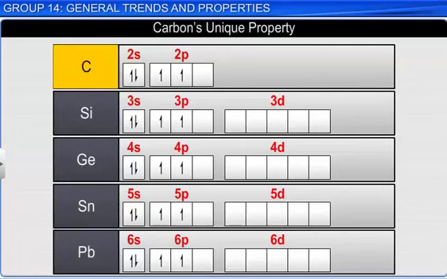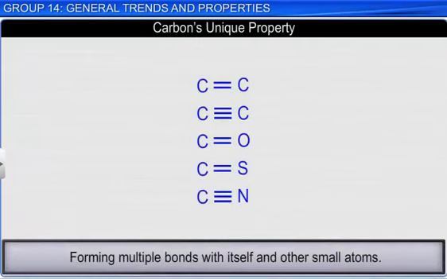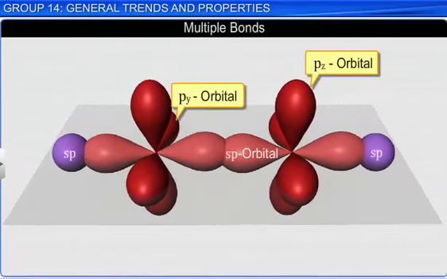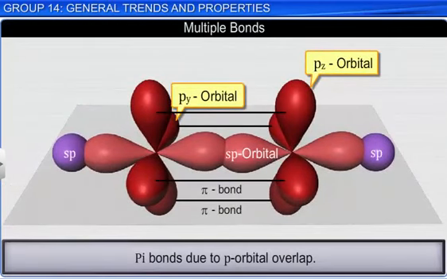One unique property of carbon is its ability to form multiple bonds. Carbon can form double and triple bonds with itself and with other small atoms such as oxygen, sulfur, and nitrogen. These multiple bonds are pi bonds caused by the sideways overlapping of the p orbitals. Because of their larger orbitals, the heavier atoms in group 14 do not overlap effectively, and so do not exhibit this type of pi bonding.